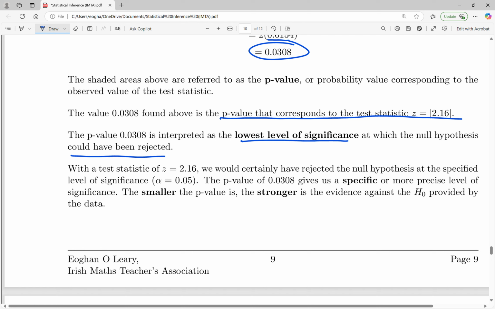With the test statistic of z equals 2.16, we certainly would have rejected the null hypothesis at the specified level of significance, 0.05, or comparing it with z equals 1.96. The p-value of 0.0308 gives us a specific or more precise level of significance. The smaller the p-value is, the stronger the evidence against the null hypothesis provided by the data.